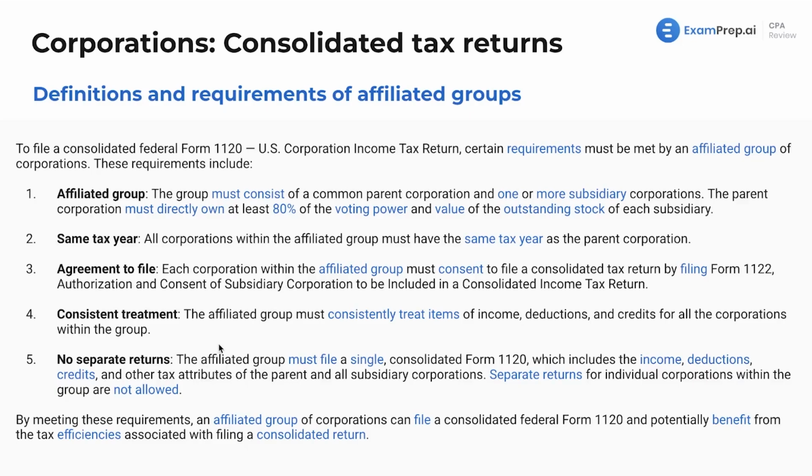Over here, we've got consistent treatment. Affiliated groups must consistently treat items of income, deductions, and credits for all the corporations within the group. So we're consolidating this. We're making it into one tax return. We need to make everything consistent.